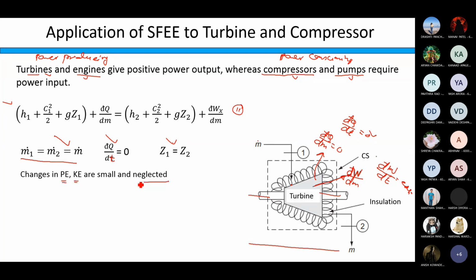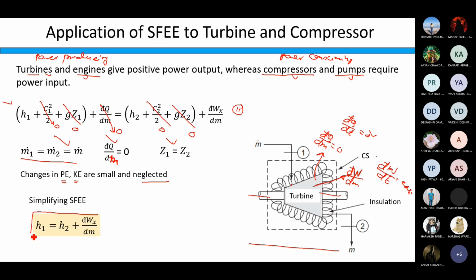So I may neglect the changes in potential energy and kinetic energy, and these terms will also go to 0. All these terms will become 0 because I am neglecting the changes in potential energy and kinetic energy. There is one typing error here. I should write this as d bar q by dm because I am using the per unit mass basis equation. So make it d bar q by dm, do this correction. This must be equal to 0. So this term will be 0, and the simplified form of the steady flow energy equation will look like this.